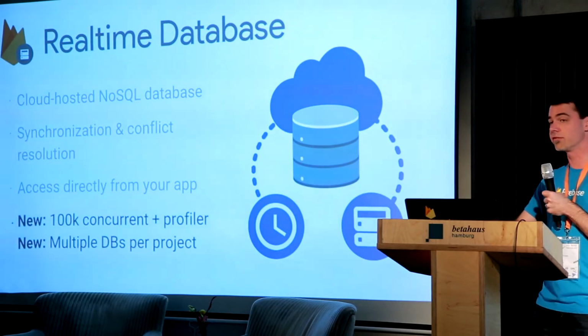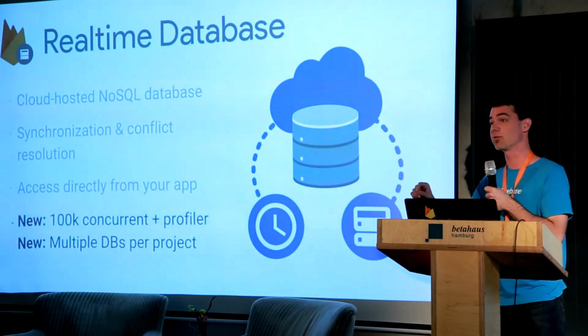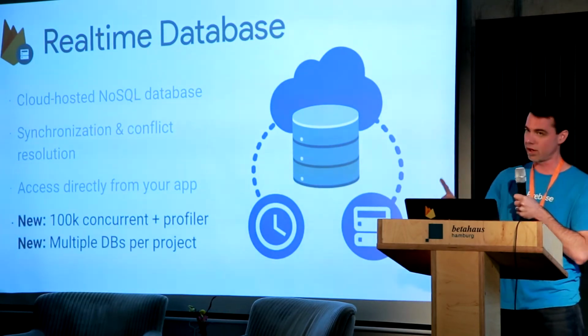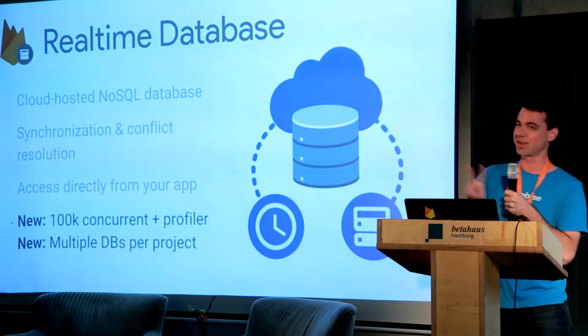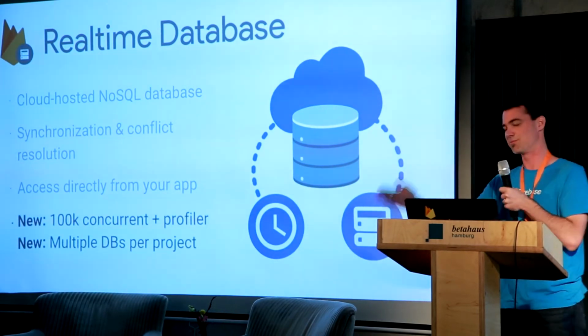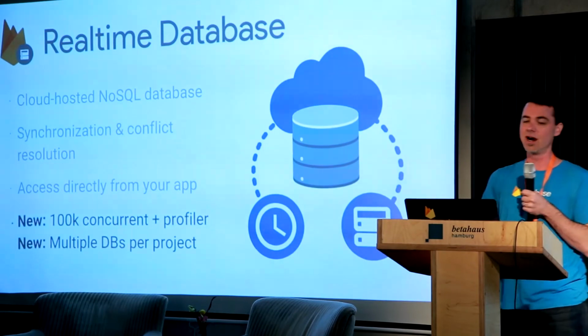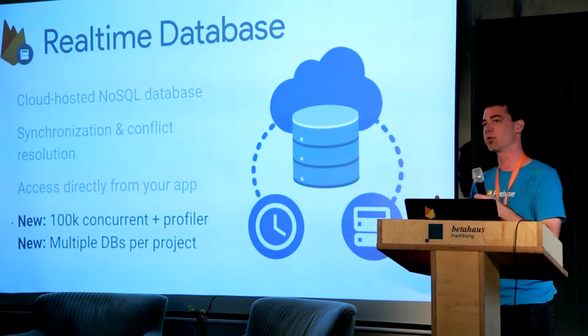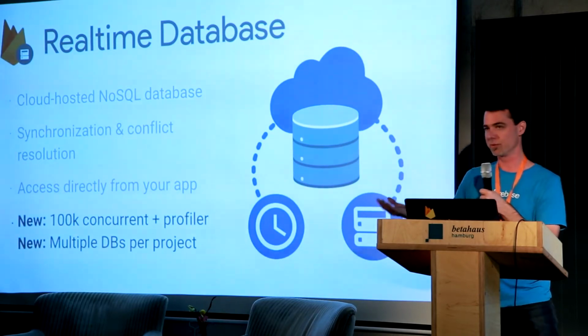Another new thing, this is very recent, is you can now have multiple databases per project. If you create a Firebase project, it used to be you could have one and exactly one database. If you wanted a second database, you had to create a second project, and then you had to build your app to access both projects. And that was kind of a pain. So what we've done now is we've made it so that you can have multiple databases in one project. Now, why would you want that? Why would you need multiple databases?